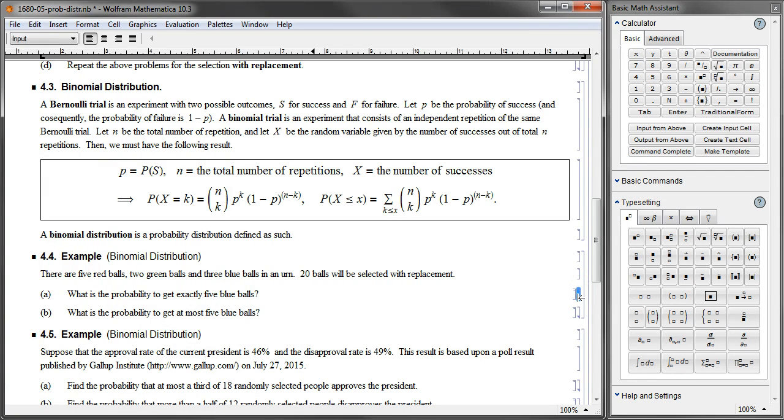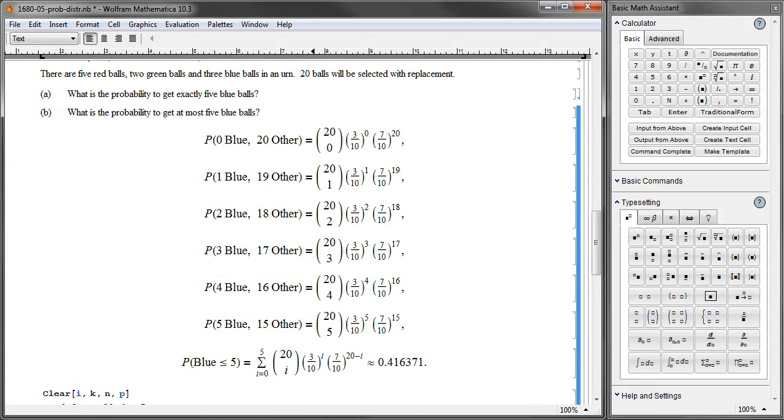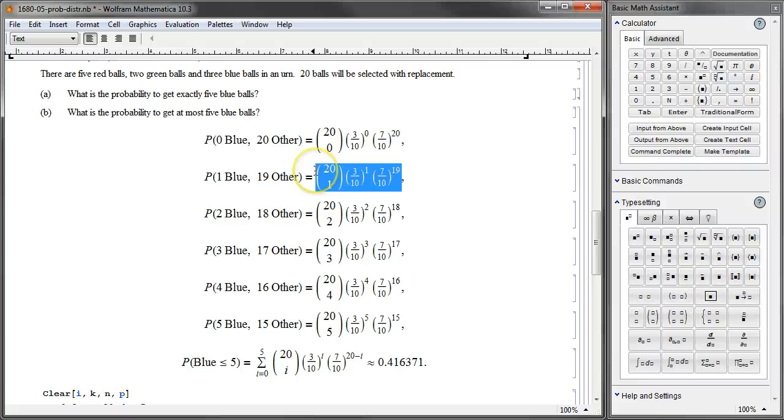Now let's go over to the next problem. At most 5 blue balls, which means 0, 1, 2, 3, 4, or 5 blue balls. How do you get that? Well, we have to calculate them all and add them all up. This is for no blue ball, 1 blue ball, 2 blue balls, 3 blue balls, 4 blue balls, 5 blue balls. Add them all up, you're going to get, well, 0.41 something.